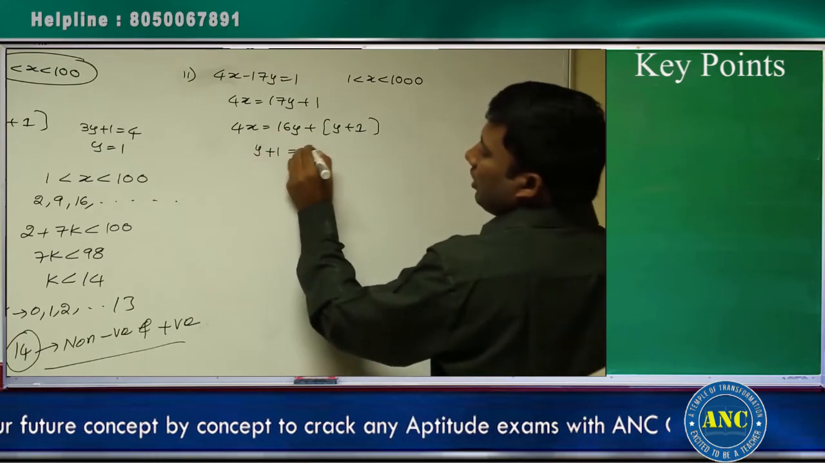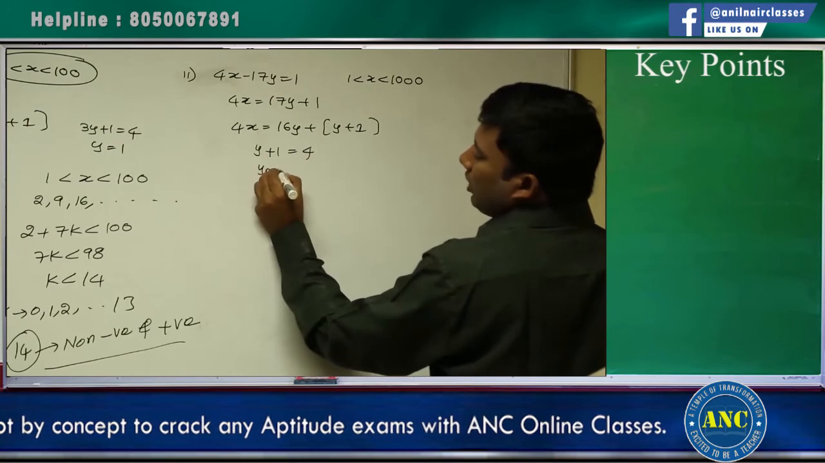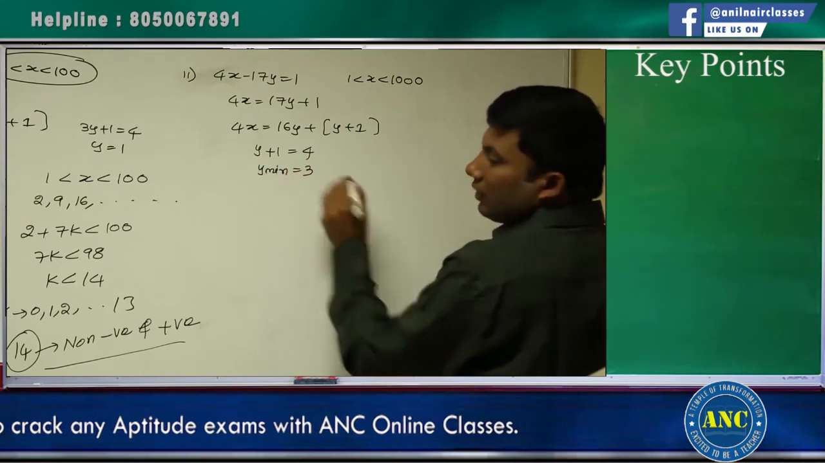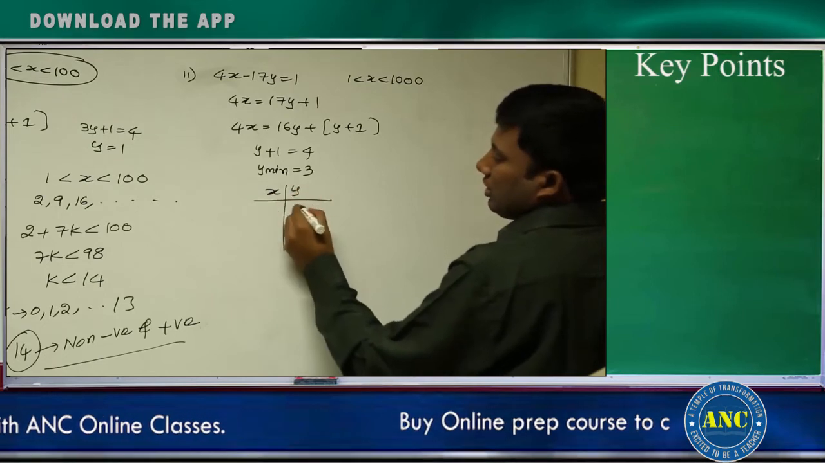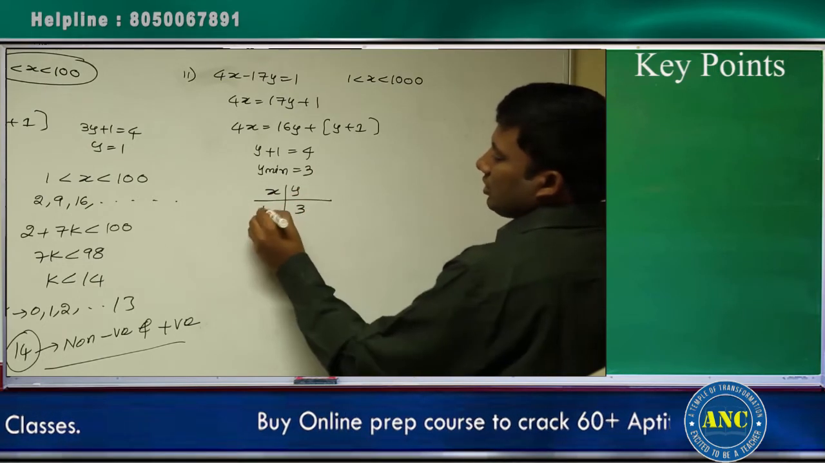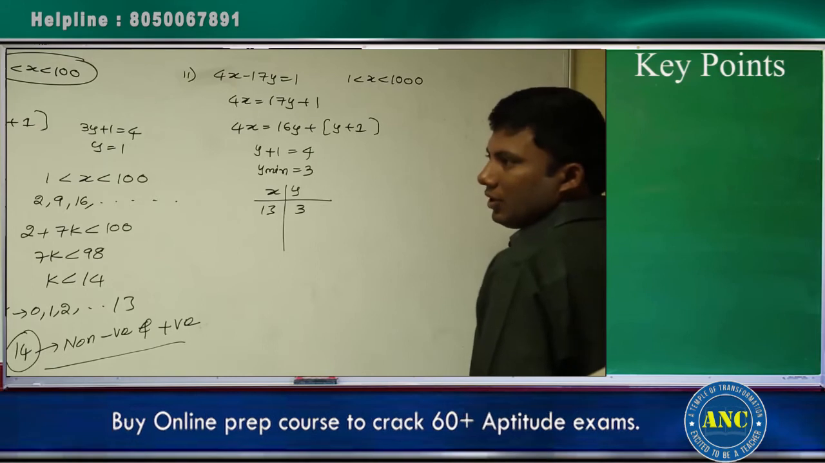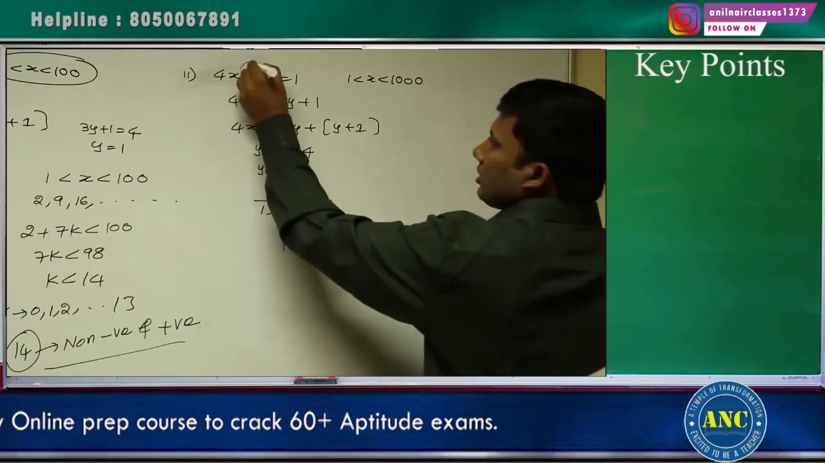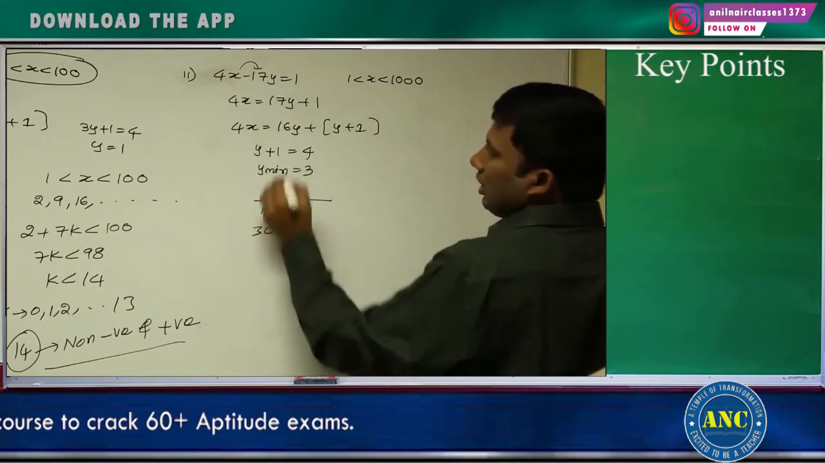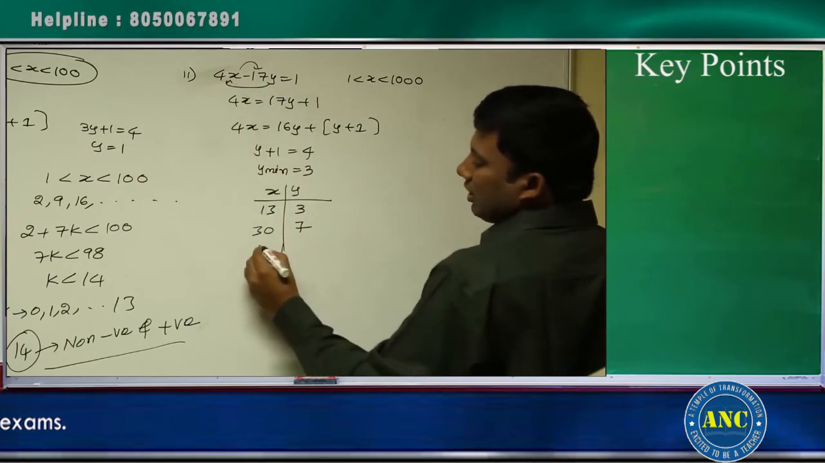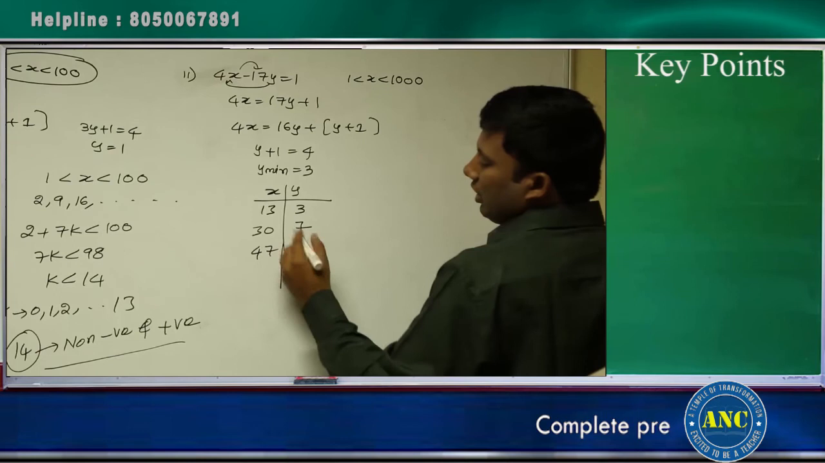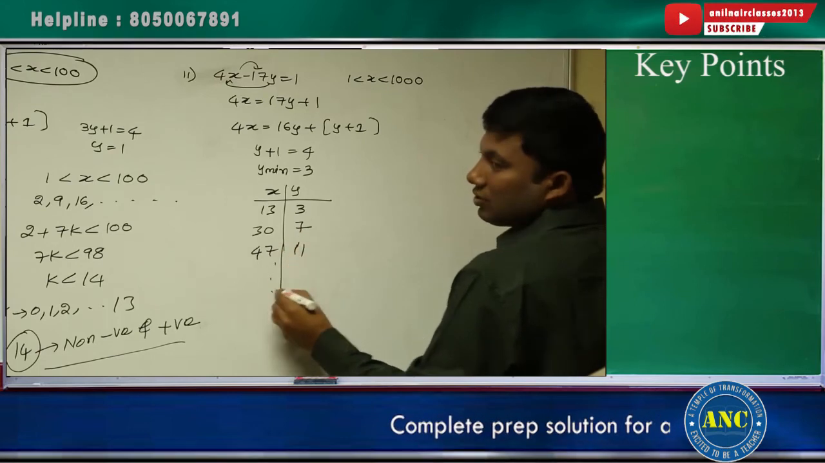What is the minimum value of y? Y minimum value will be 3. So this will be x with y. Y is 3, 4x minus 17 times 3 is 1, so x will be 13. X increases by 17 to 30, Y increases by 4 to 7. Again x increases by 17, y increases by 11 and so on.